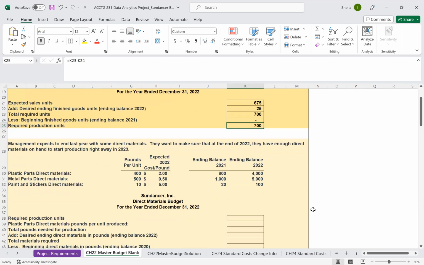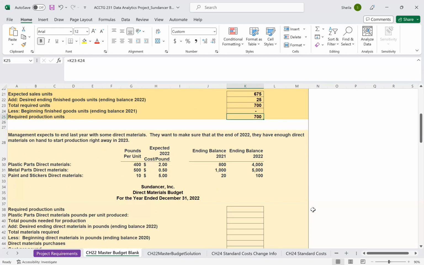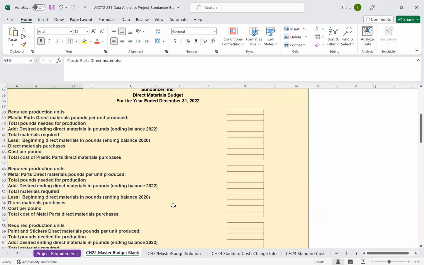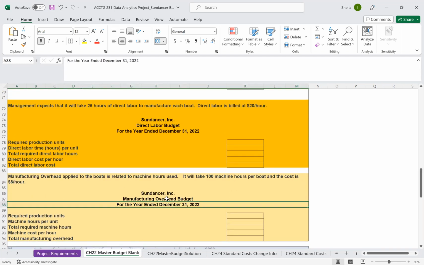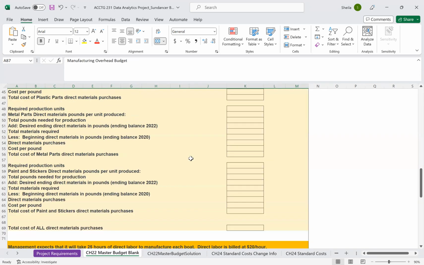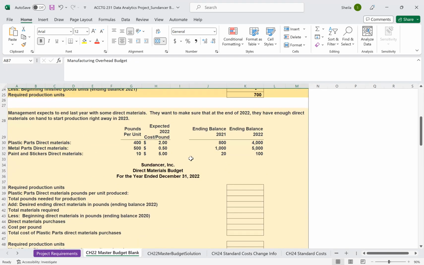So now that we have our production budget, the way this is broken out is based off of everything needed to produce our products. If you think back to chapters 14, 15a, 17, our total manufacturing cost is direct materials, direct labor, and manufacturing overhead. And so we have a section of direct materials, which includes 3 different types of materials. So we're going to create that budget. Then we have a direct labor budget, and we have a manufacturing overhead budget. So let's start with direct materials.